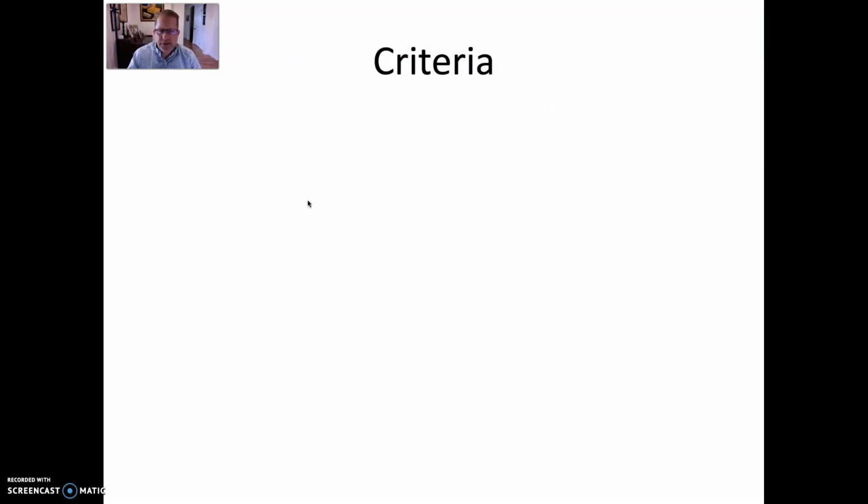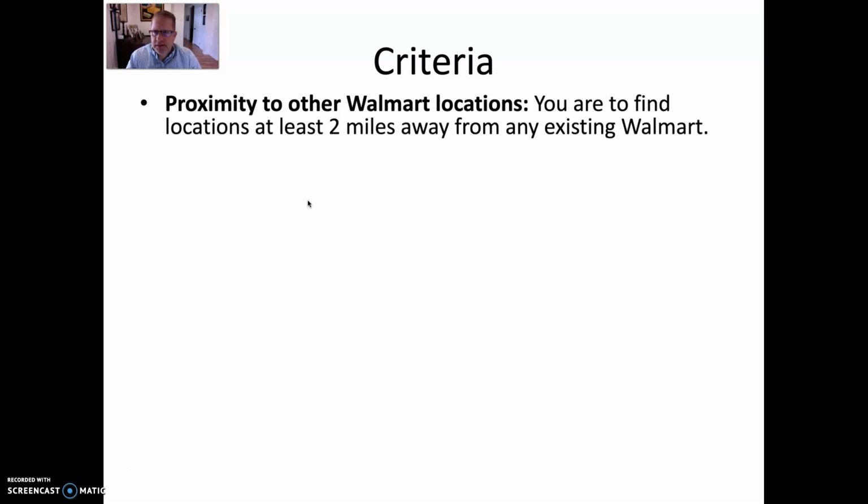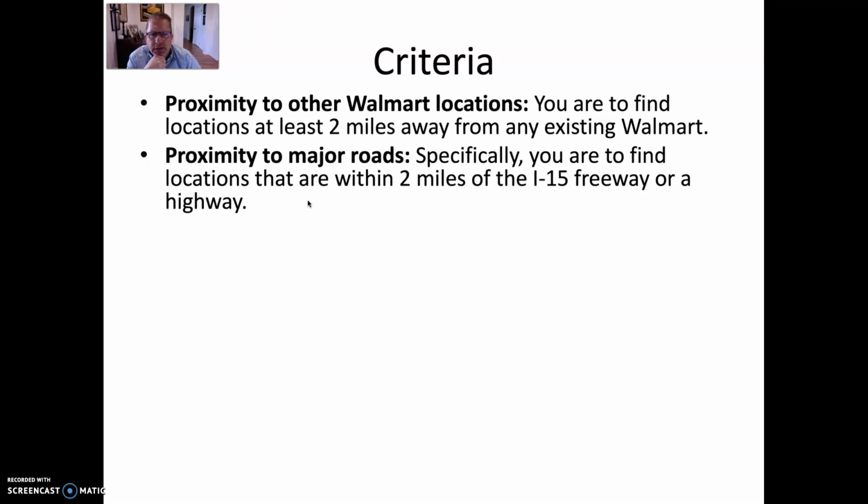So let's take the criteria and break it down a little bit farther, dig a little deeper. Proximity to Walmart locations. I said not too close to existing Walmarts. Well, how close is too close? Let's use 2 miles just for fun. Now, if you're working for Walmart, you probably have a number that's better than us just throwing out 2 miles. I'm sure they have a number internally they use all the time.